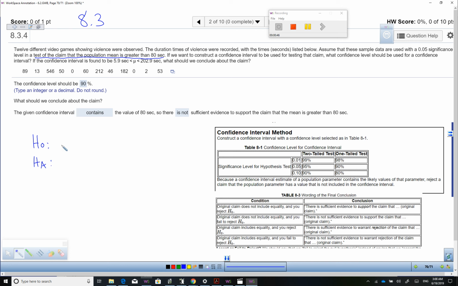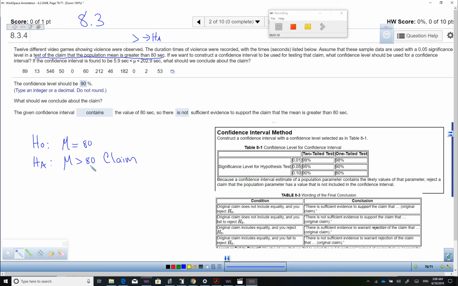For the null hypothesis, we know that we use the symbol for mean. The null hypothesis contains only equality, and the alternative hypothesis in this case is the claim. It says the mean is greater than 80, and that is the claim in this particular situation. Remember, the claim might be on the alternative or on the null hypothesis, but since this mathematical statement is greater than, that corresponds to the alternative hypothesis.